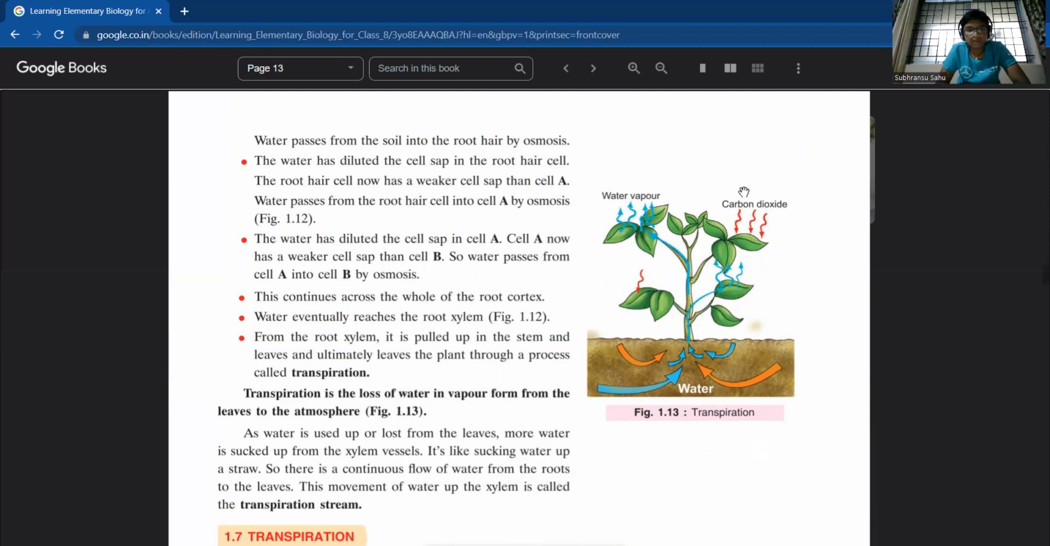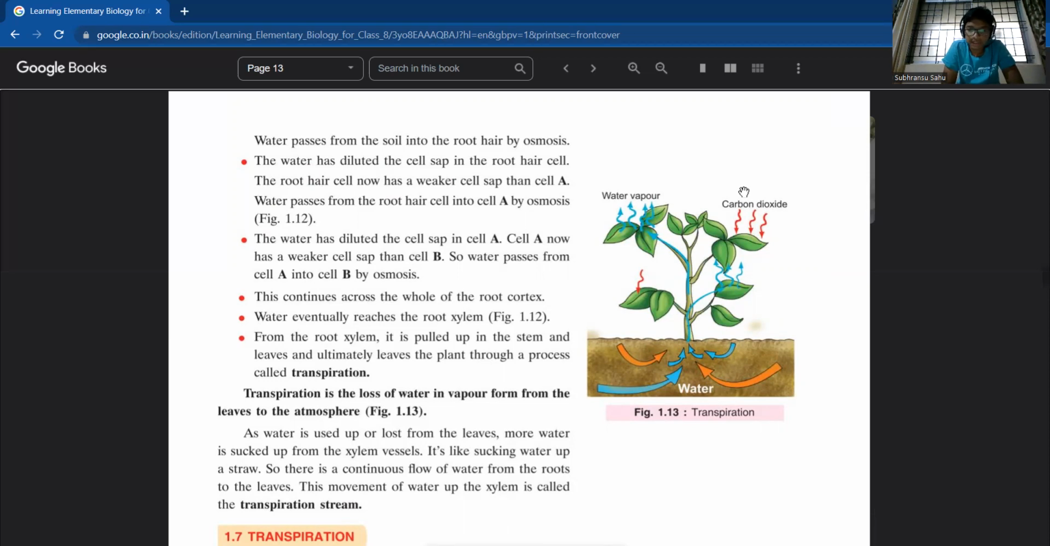So the cell sap in cell A is now diluted. Now cell A has a weaker cell sap than cell B, so water passes from cell A into cell B by osmosis. Well, we all know what osmosis is because I just told you about it. So this continues across the whole of the roots in the whole plant. Eventually, this process is going to continue. For example, as we see, the water will pass from cell A into cell B. So this will continue until sunlight is not reached. As the sunlight goes away, it will continue till that particular time.